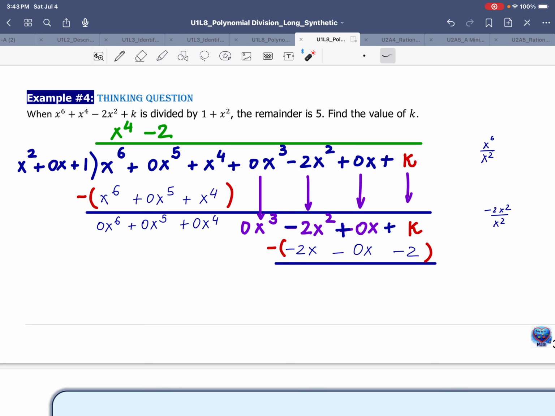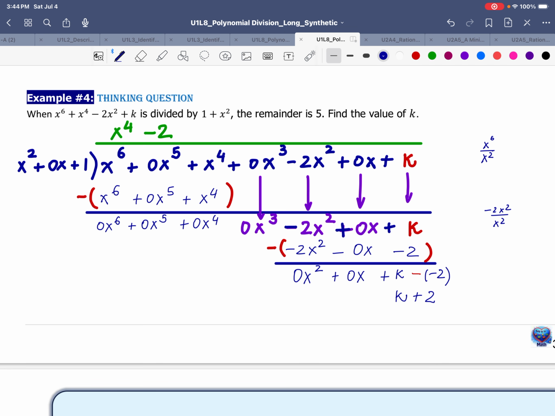So let's check and see. Obviously, we don't have an x cubed term. Negative 2x squared minus negative 2x squared, oops, I missed this power of 2 here, is going to be 0x to the power of 2. Now 0x minus 0x is 0x. And lastly, we will have k minus negative 2 as a constant term. So we have plus k, and then minus negative 2. And in a simplified form, k minus negative 2 will simply be k plus 2.